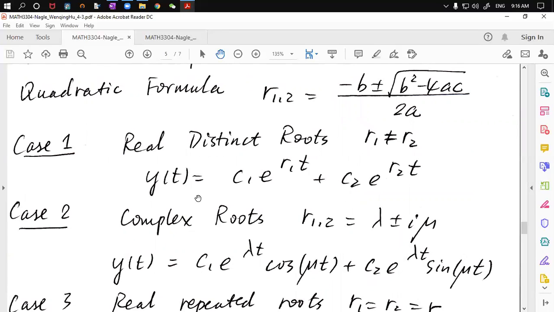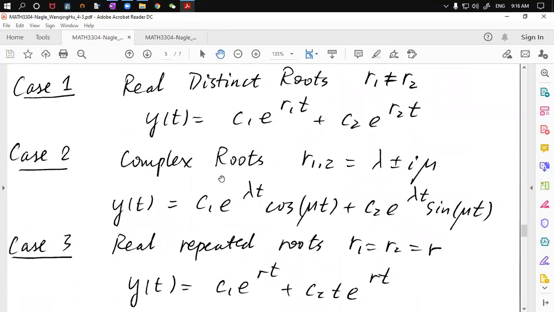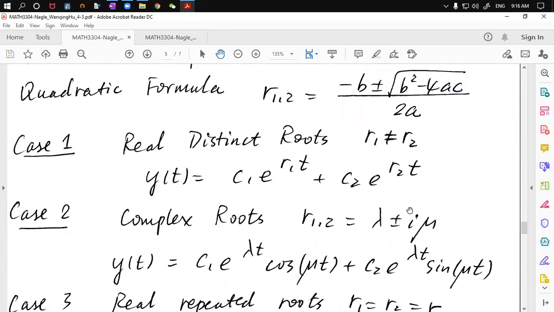If you have the complex root case, which is what we just discussed, then the two roots are going to be complex conjugates of each other, lambda plus minus i times mu. The common real part enters the exponential, and the common complex part enters sine and cosine. So the solution is C1 e power lambda t cosine of mu t plus C2 e power lambda t sine of mu t. That's the complex root case.